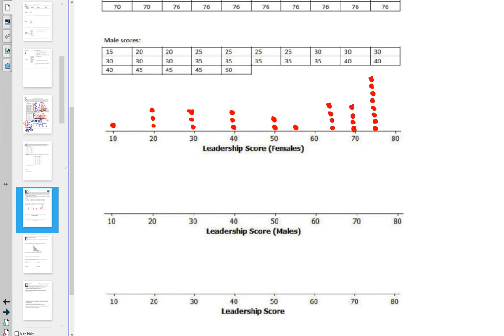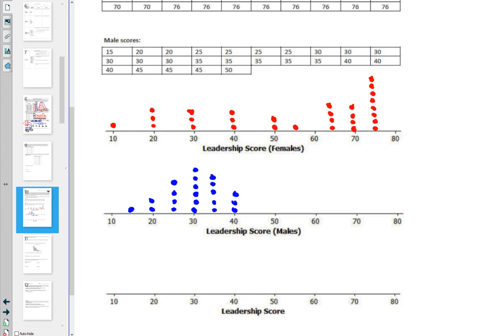How many 15s? 1. There's no 10, it's 15. How many 20s? 2. How many 25s? 4. So 1, 2, 3, 4. How many 30s? I'm counting 5. Well, you're right, 6. Wait, how many 35s? 5? 1, 2, 3, 5. 3 40s. 1, 2, 3.